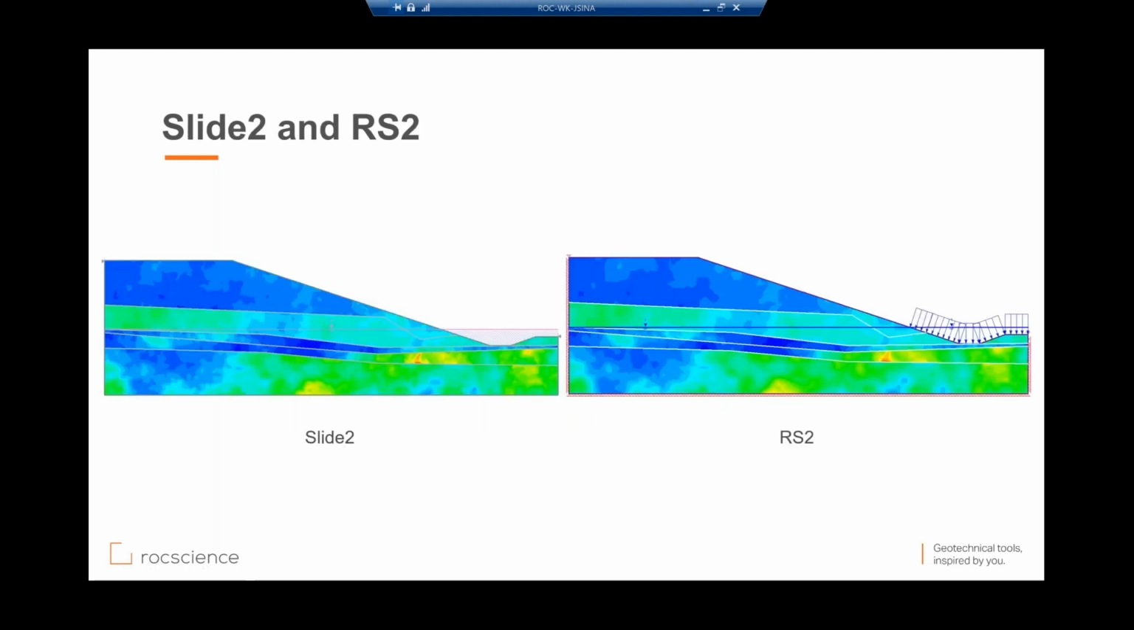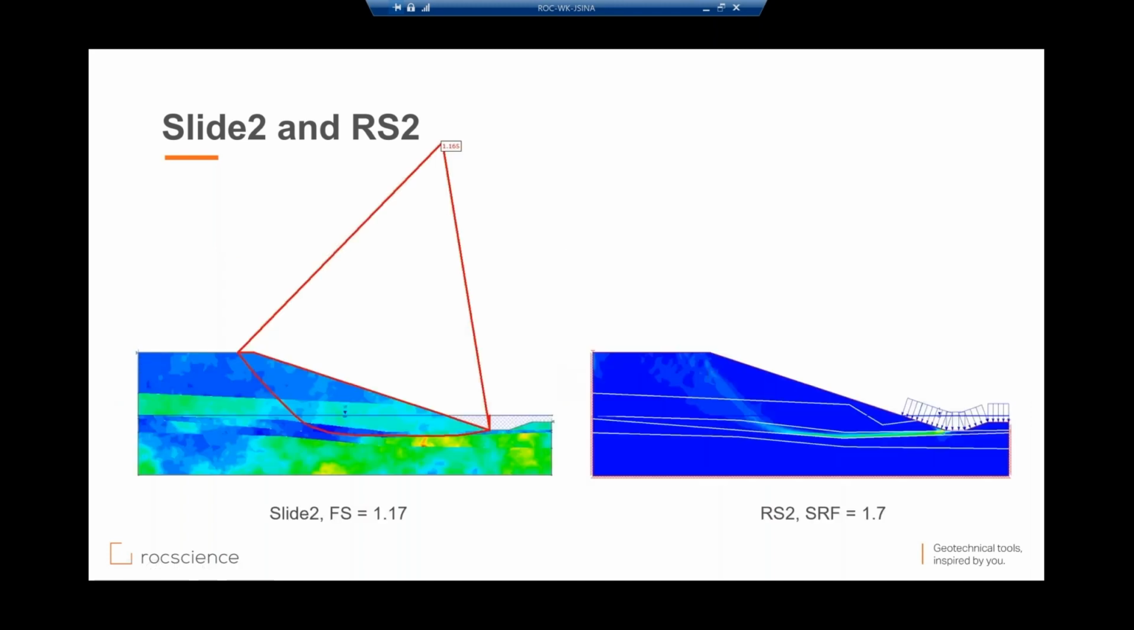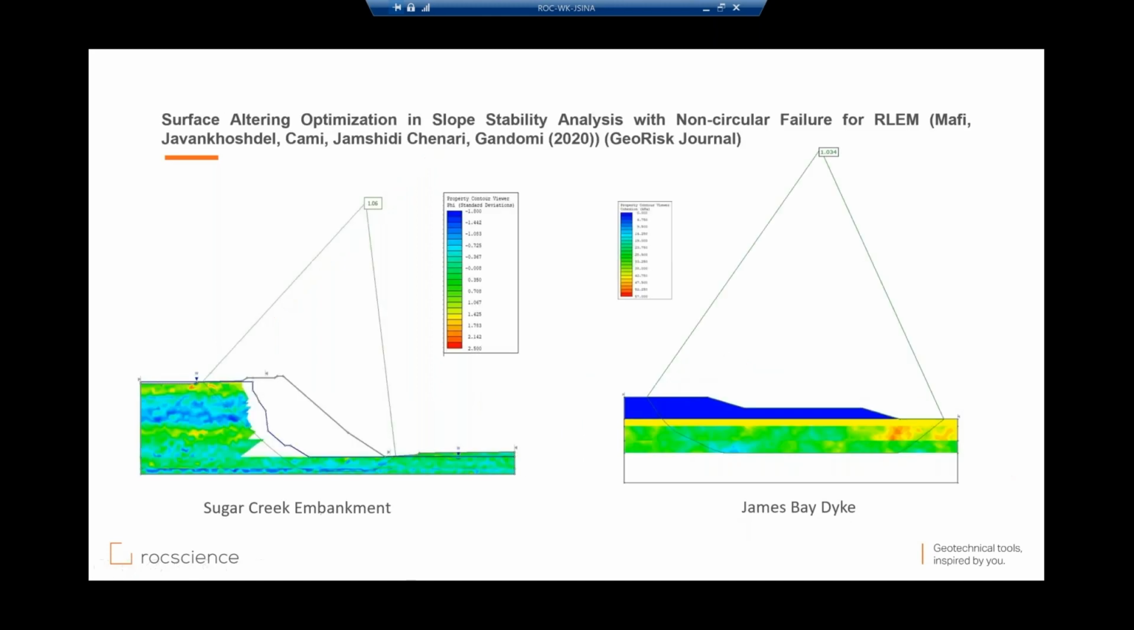If we compare the results of Slide2 and RS2, we don't have spatial statistics in RS2, which is going to be added in the near future. But you can take the fields as discrete functions, export them from Slide, and import them into RS2. You can see that they are exactly the same, and do the analysis for one simulation. And for this one, you can see that the critical slip surface is the same in RS2 and Slide, and they give the same factor of safety.